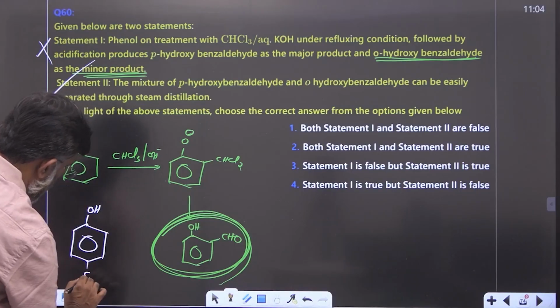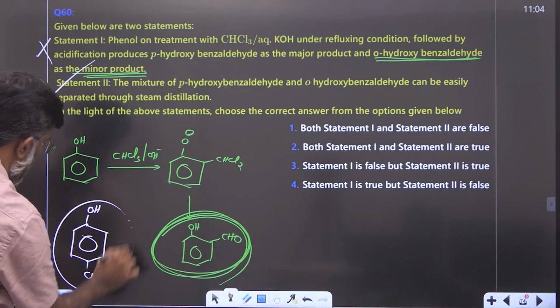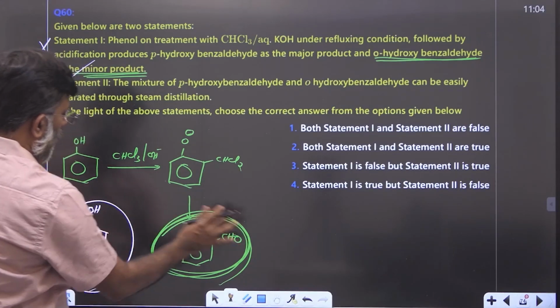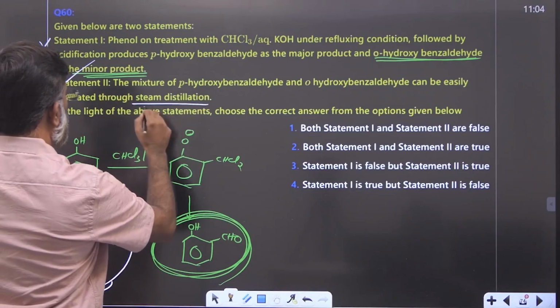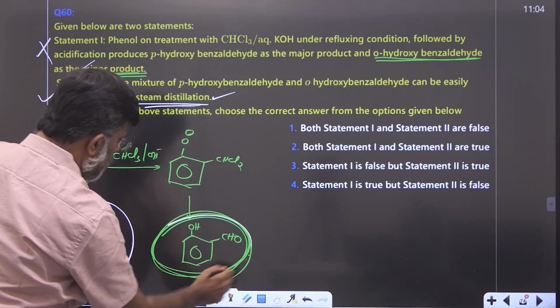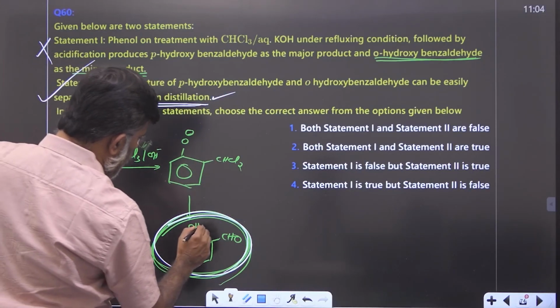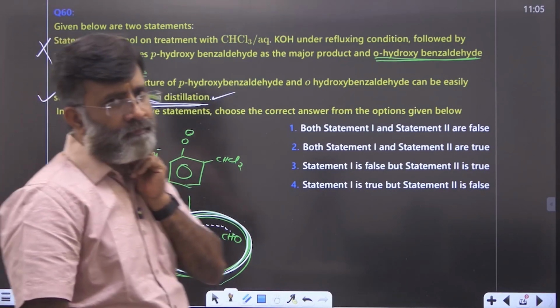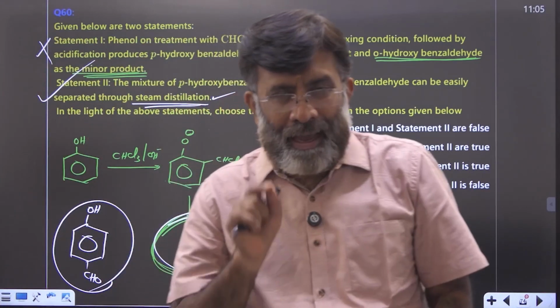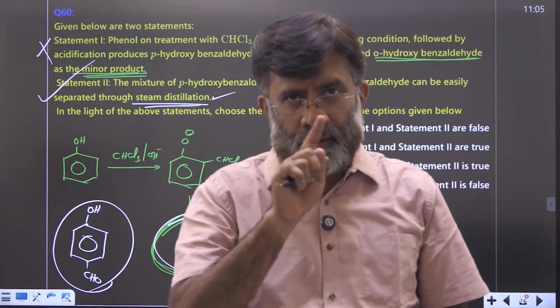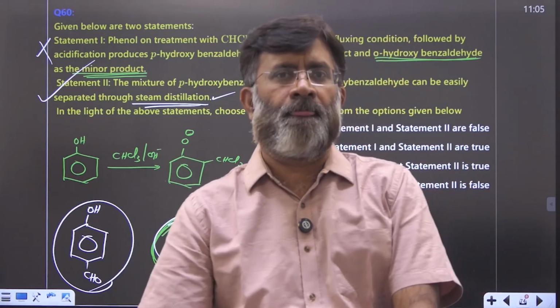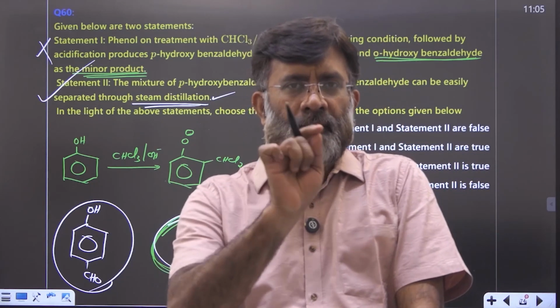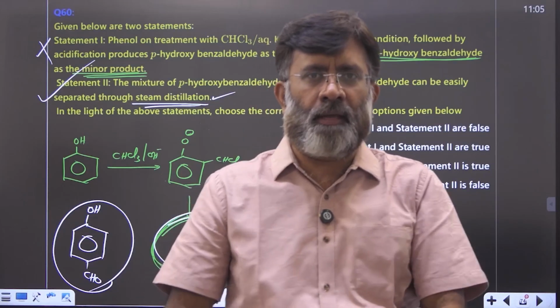This is para-hydroxybenzaldehyde. These two can be separated by steam distillation. Perfect. Because this is steam volatile due to intramolecular hydrogen bonding. Since the OH group and CHO group are at nearby positions, there will be intramolecular hydrogen bonding.